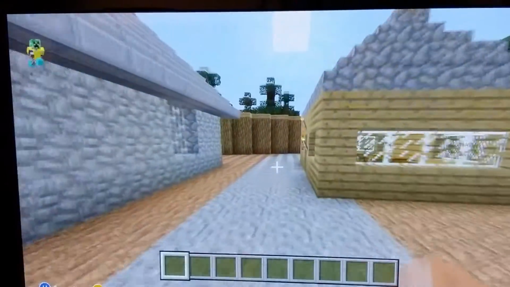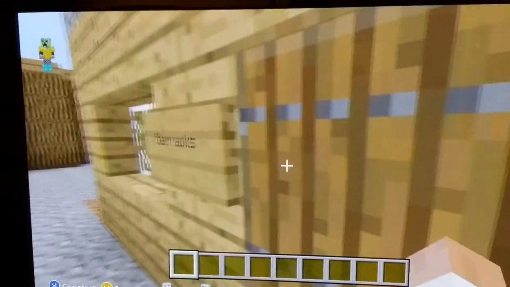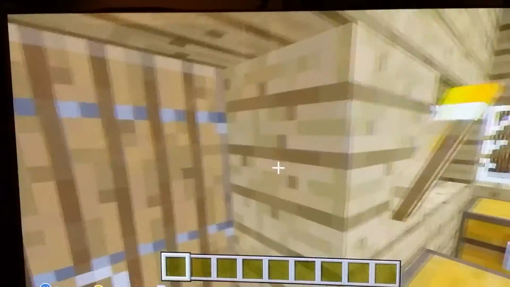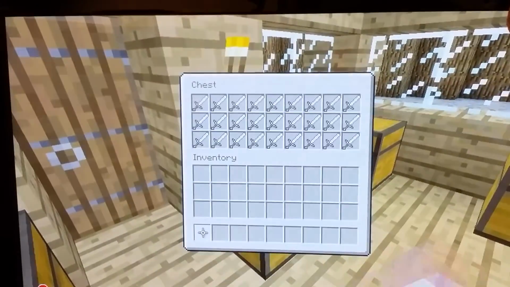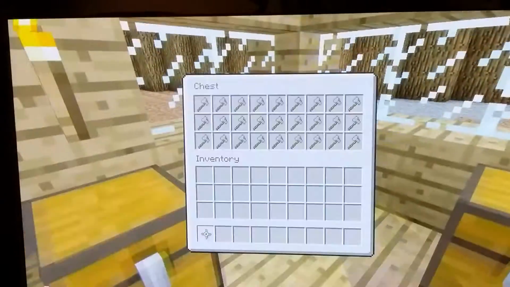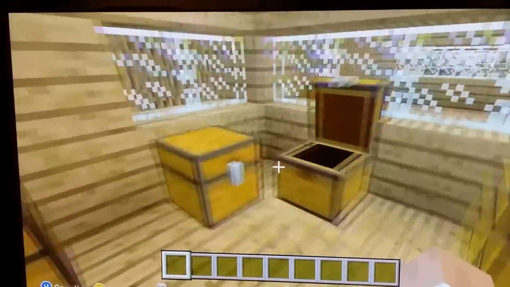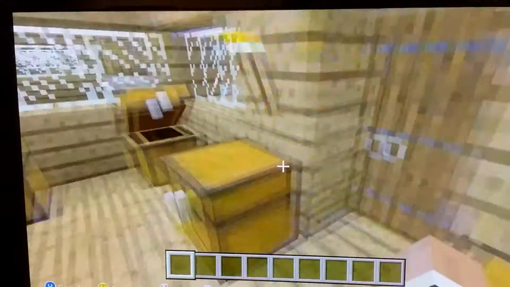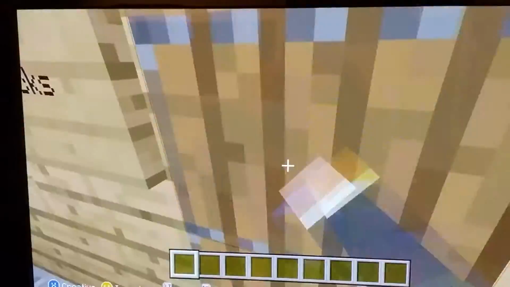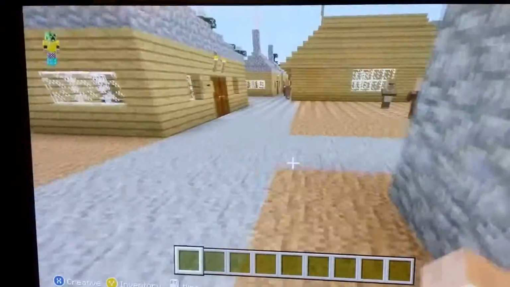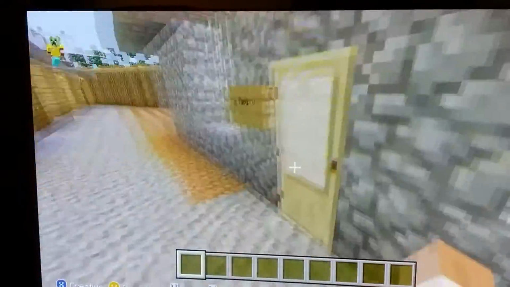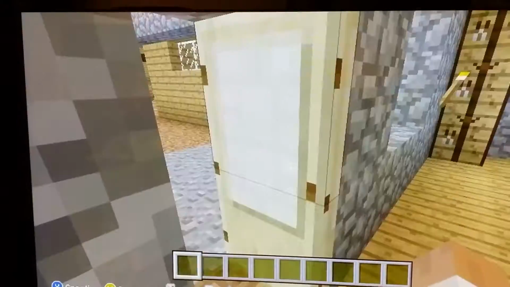And then here's the barracks, which is where they train and store pretty much all of their armor and weapons. Next, I will be showing you the factory. This is where a lot of the cooking, brewing, and crafting happens.